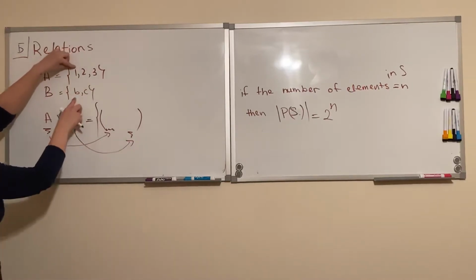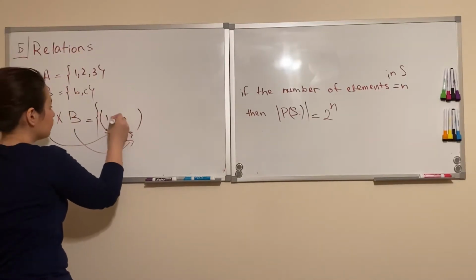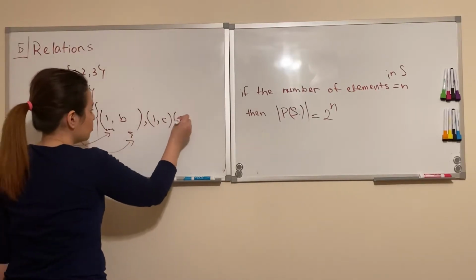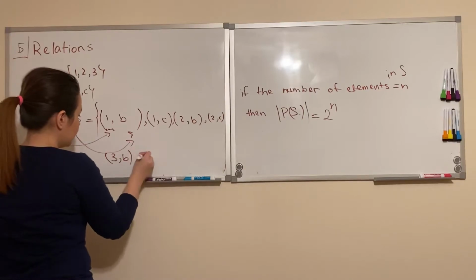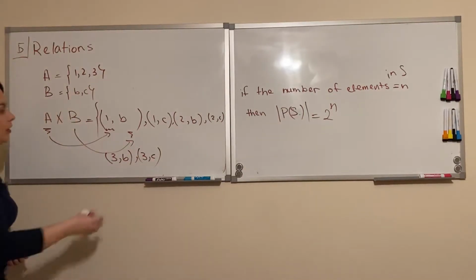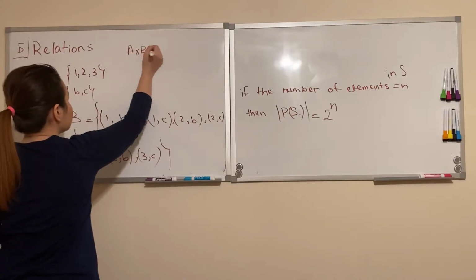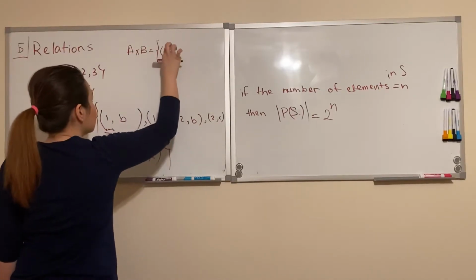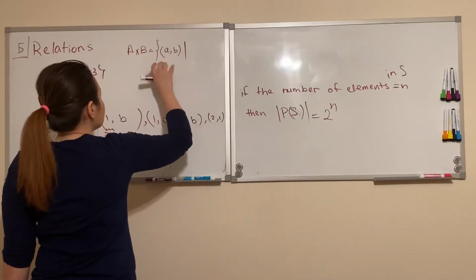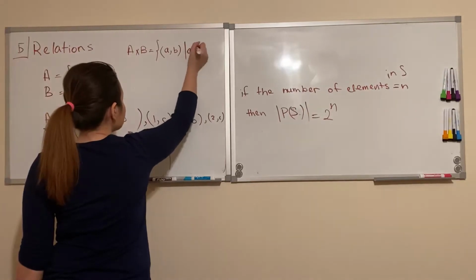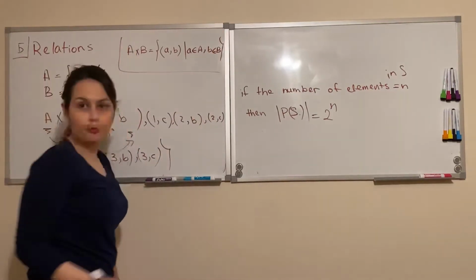So I can have 1 and B, 1 and C, 2 and B, 2 and C, 3 and B, 3 and C. Okay, so this is just one example, but the formal definition is the set of pairs (a, b) such that a is an element of A and b is an element of B.